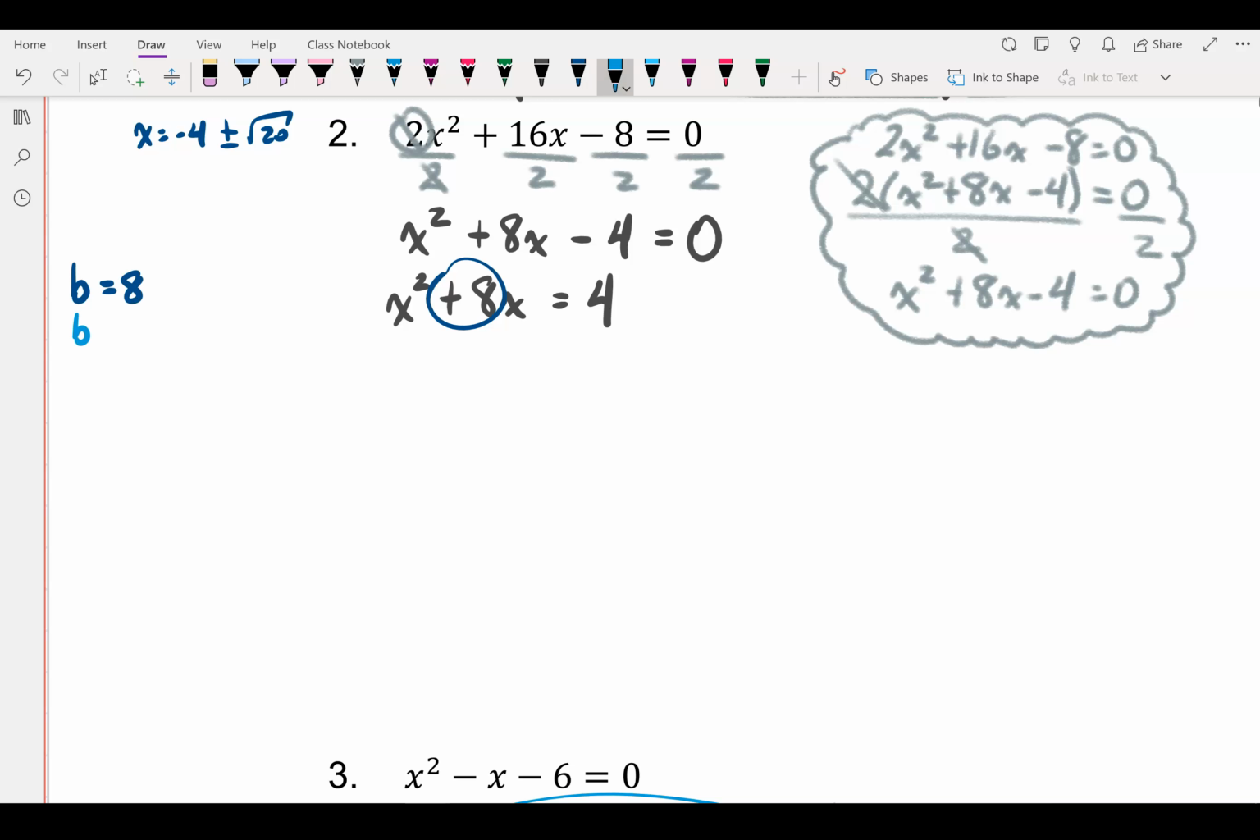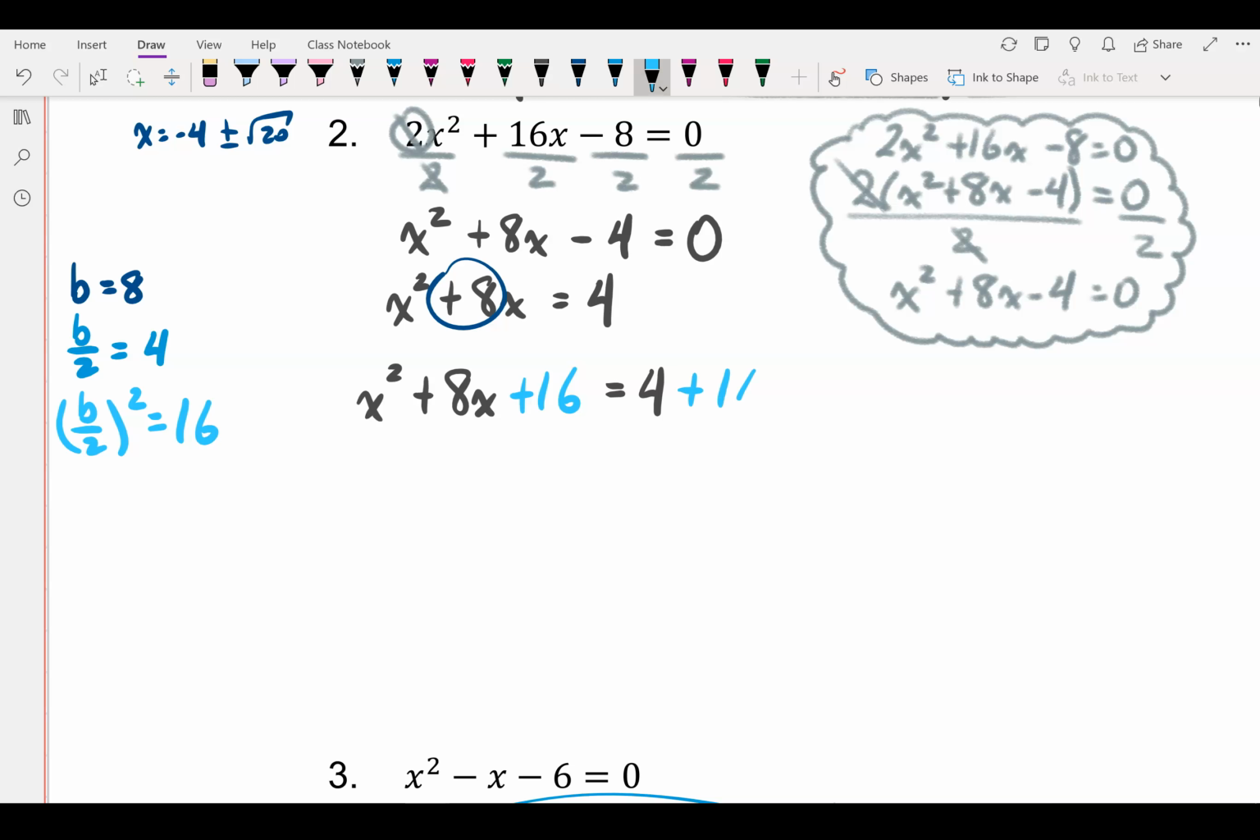My second step, b over 2, what's that going to be? That's going to be 4. What's 4 squared? 4 squared is 16. What am I going to use those numbers for? Well, first I'm going to add this 16 to both sides, because that's my third step. Get that number and add it to both sides. Plus 16 there. 4 plus 16 here.